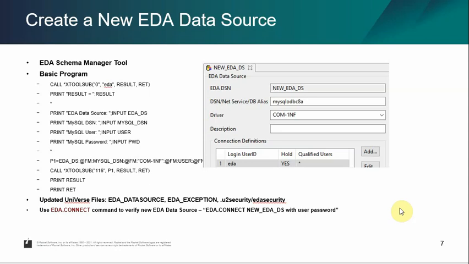After you create the EDA data source, you can immediately run the EDA connect command in the UniVerse shell to verify your setting. After you create the EDA data source successfully, you can go back to the EDA Schema Manager tool to create a schema on your UniVerse file. Then you can convert the UniVerse file into a MySQL Server table.